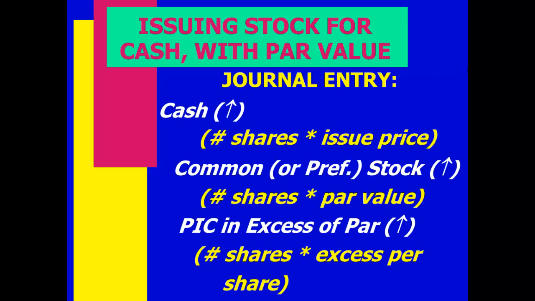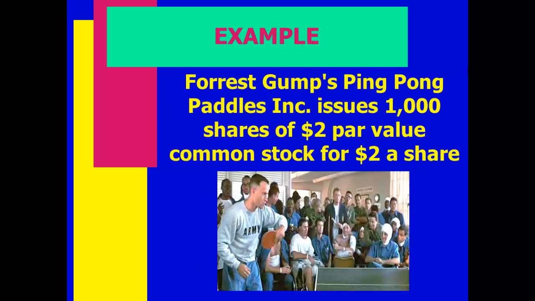So here's my journal entry to record issuing stock. Debit cash for what I get. Credit common stock or preferred stock for the number of shares times the par value, and the extra credit goes to PIC in excess of par. Let's do an example. We issue 1,000 shares, $2 par value, common stock, and right now we're going to issue it for $2 a share. So it has a par value of $2, we're going to issue it for $2 a share. Will there be any paid in capital in excess in this case? No, we're going to start off with a simple example.